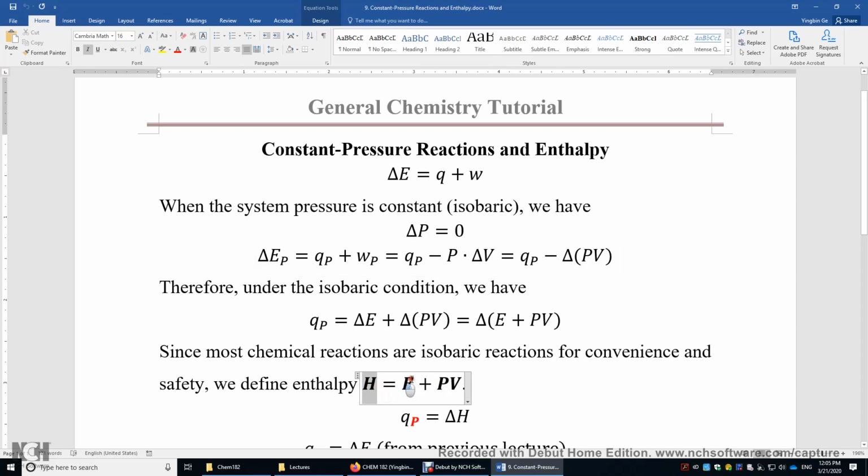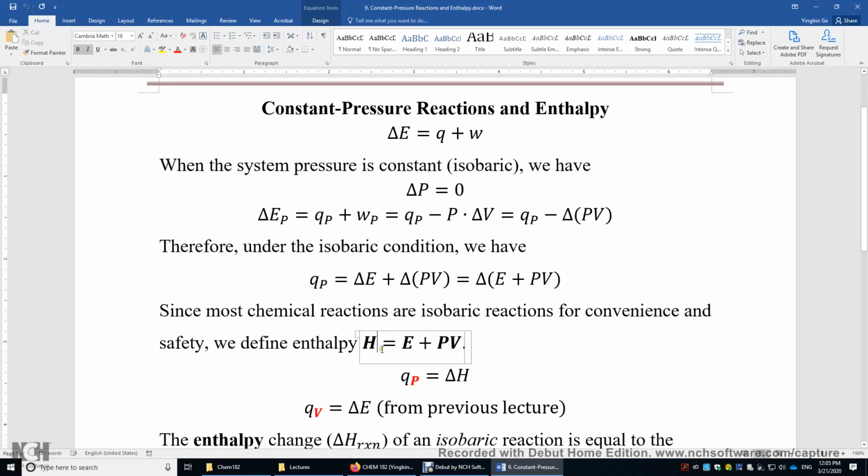The reason we define this new function is because most chemical reactions are isobaric reactions for convenience and safety reasons. Therefore, it's more convenient to say Q sub P is equal to the change of this new function H. H is also a state function. This is because E, P, and V are all state functions. E, P, and V only depend on the state of the system. Therefore, H only depends on the state of the system.